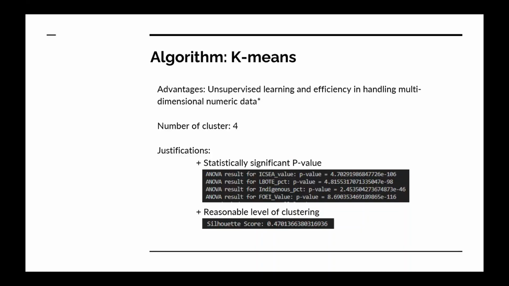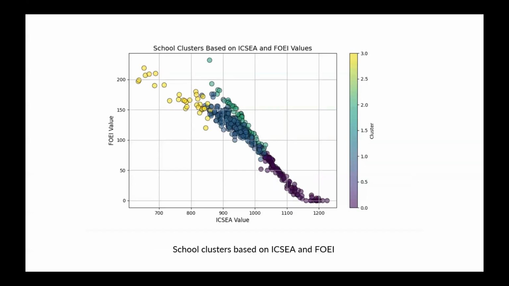Hello everyone. So the chosen algorithm for this project is the k-means clustering algorithm, which is an unsupervised learning technique, well suited for multi-dimensional numeric data. We opted for 4 clusters, and this produced statistically significant results confirmed by good p-values across the board, and effective grouping based on the positive silhouette score.